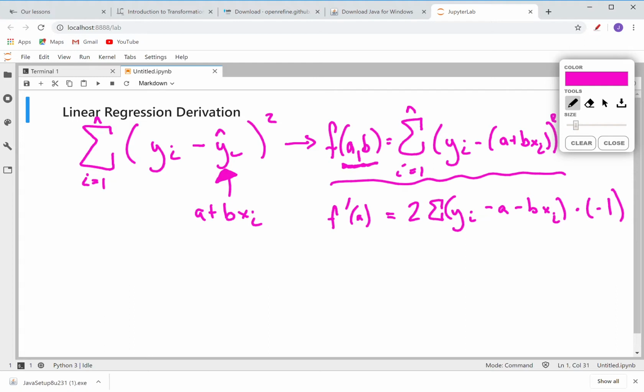All right. And so we just have this -2, or we can bring the -2 out, and then we have a sum. So I'll write it like this: -2 times the sum of y_i.